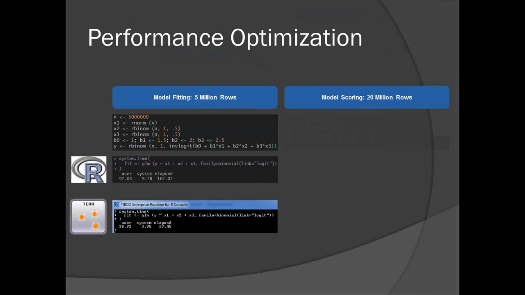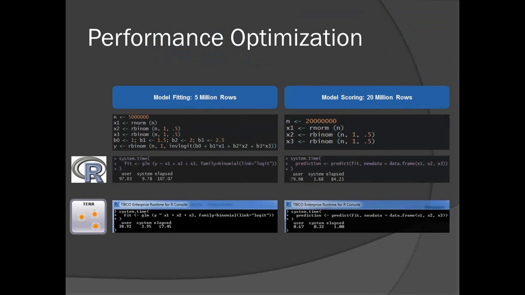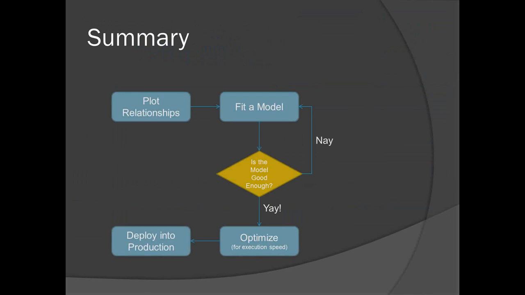For model scoring, 20 million rows. Here's the generation of new data: 84 seconds for open source R, and 1 second under TERR. So quite a bit of performance improvement, especially in the model scoring. And so it's pretty easy to put this kind of code in production. There's no need for a specialized environment.